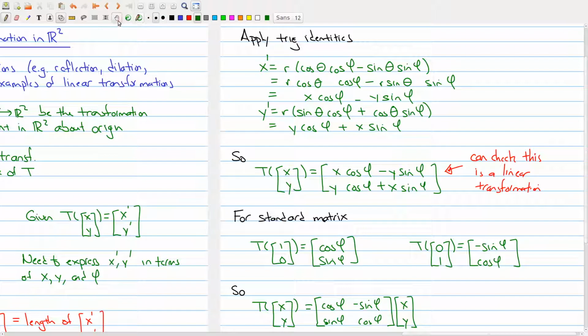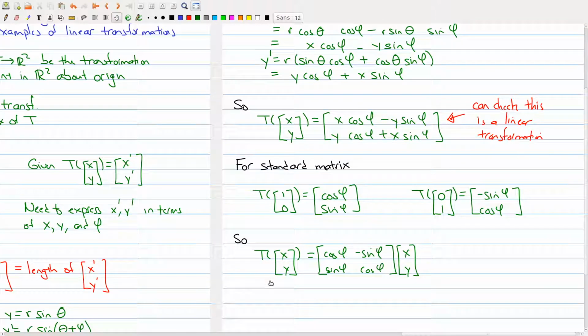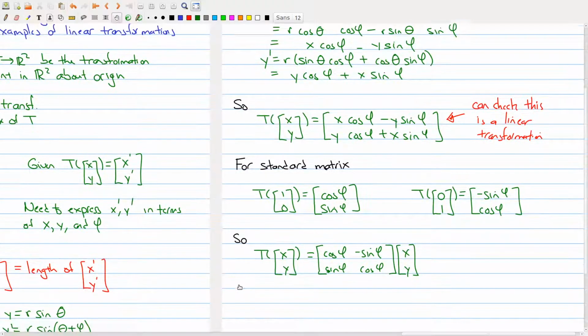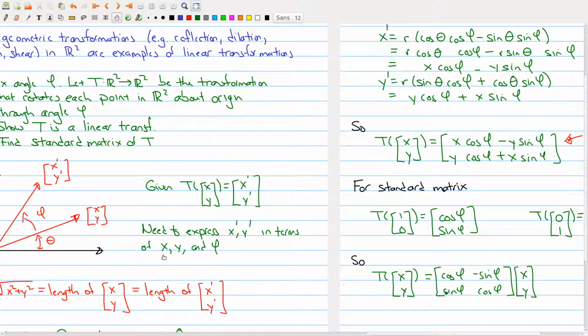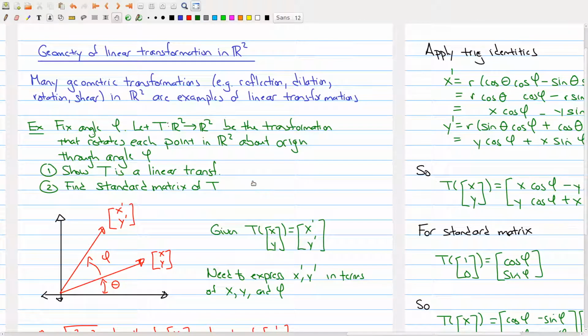So just to summarize what's happening here, we are taking any vector x and y and multiplying it by this matrix right here. And this is a matrix of numbers because phi is fixed, so we can compute all of these values. When I multiply x and y by this matrix, I get a new vector, and that will be the coordinates of the vector that I get after I rotate x, y by angle phi in the plane. So this gives you one example of a linear transformation and its connection to geometry in the plane.